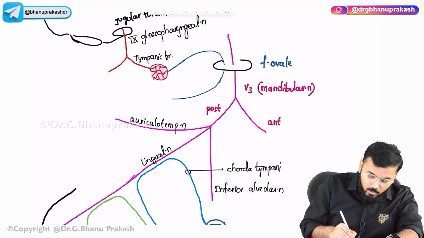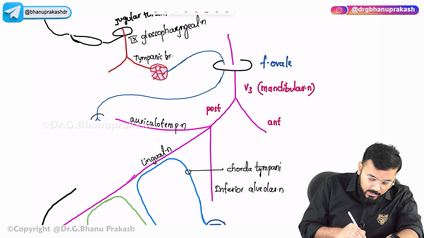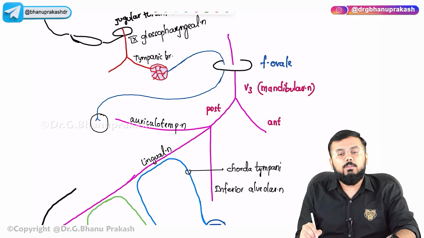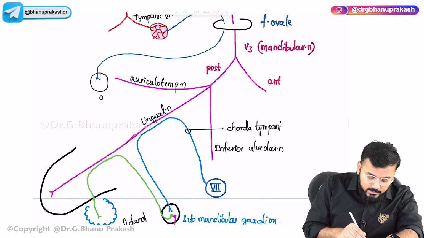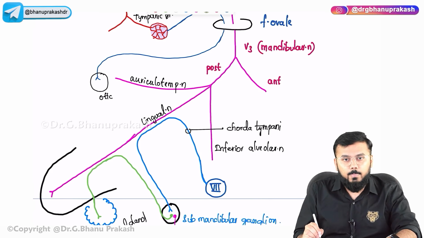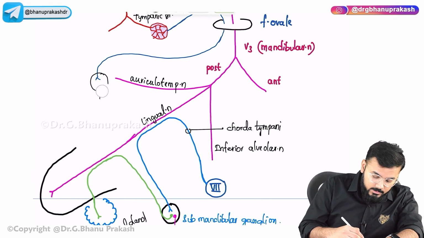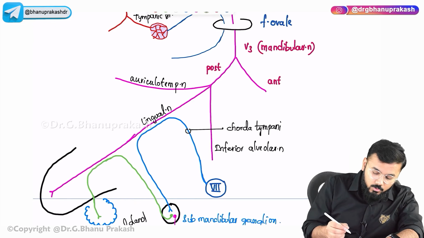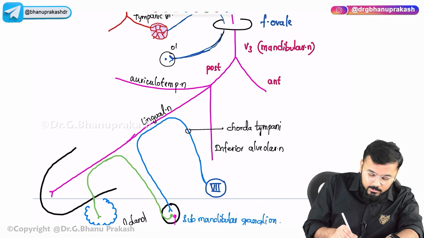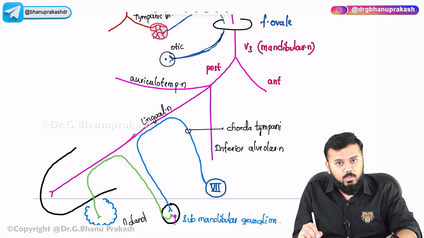And finally they come all the way like this and they end up in a specific ganglion, and the ganglion where they end up over here is called the otic ganglion. What is this? Otic ganglion. Let me put this up over here itself. So these postganglionic fibers will end up in a specific ganglion called the otic ganglion. So this one over here is your otic ganglion.